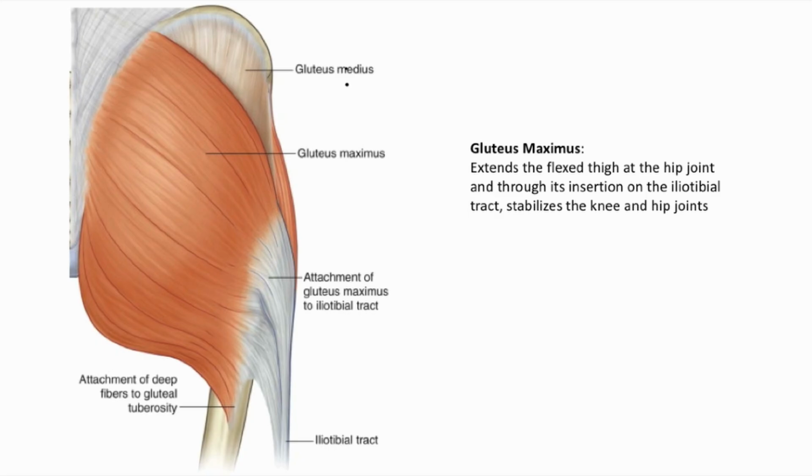The gluteus maximus mainly extends the flexed thigh at the hip joint. Through its insertion at the IT tract, it also stabilizes the knee and hip joints, and is innervated by the inferior gluteal nerve.